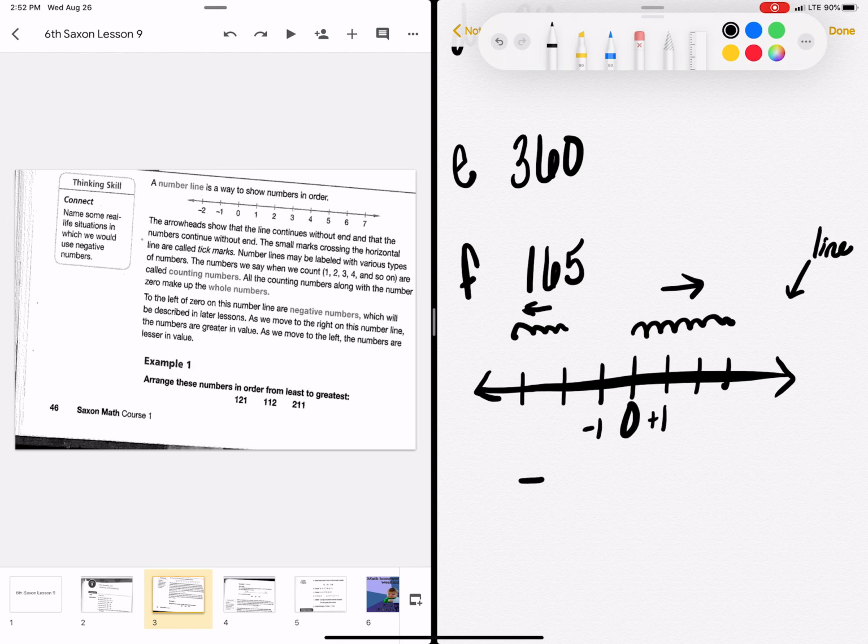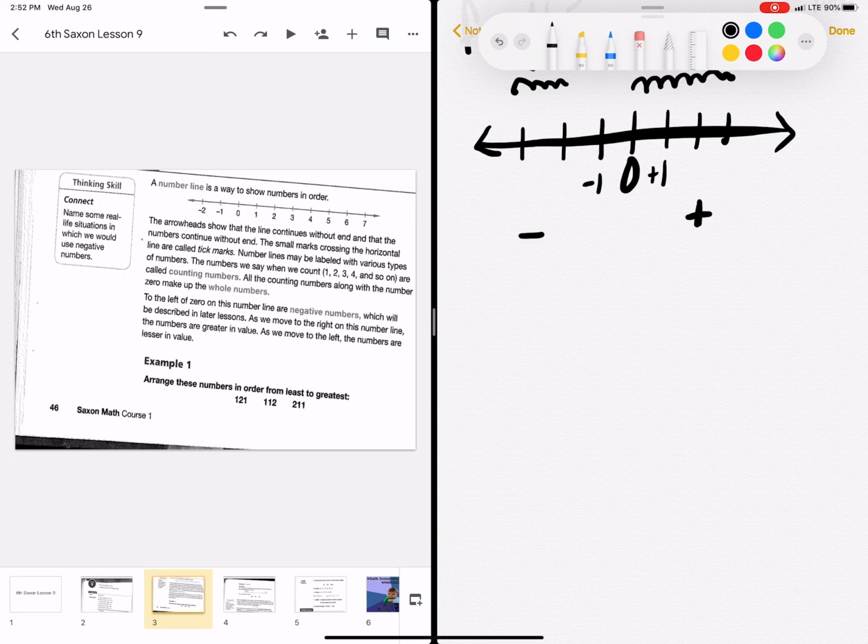Arrange these numbers in order from least to greatest. Well, that was kind of a subject change, I guess.